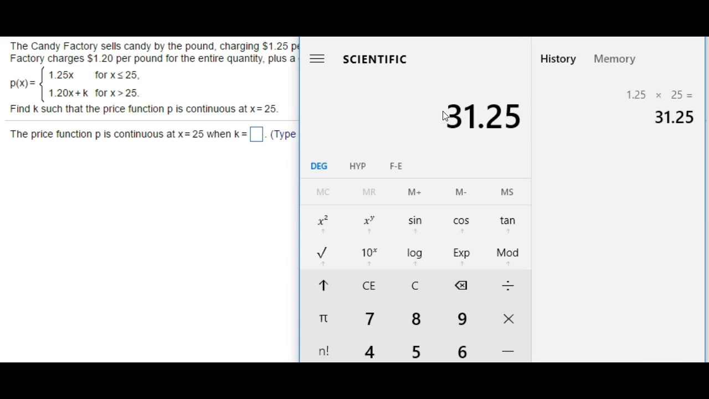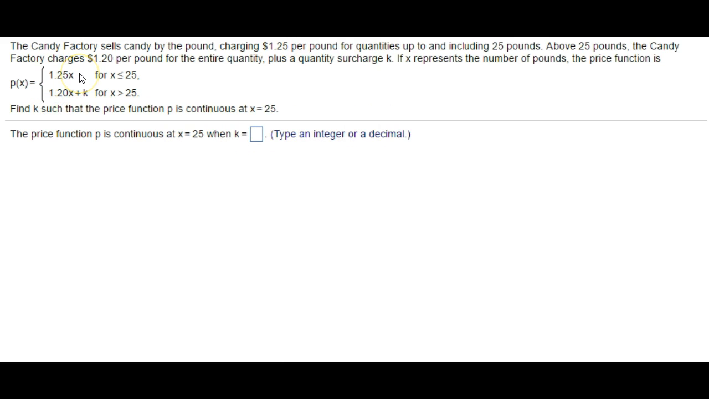1.25 times 25 is 31.25. We'll make a note of that. And on the bottom function, 1.2 times 25 is 30. If we want the pieces of the function to match up, we need k to be 1.25. That way, when we put 25 into the top piece, we get 31.25, and when we put it into the bottom piece, we get 31.25, the 30 plus 1.25.